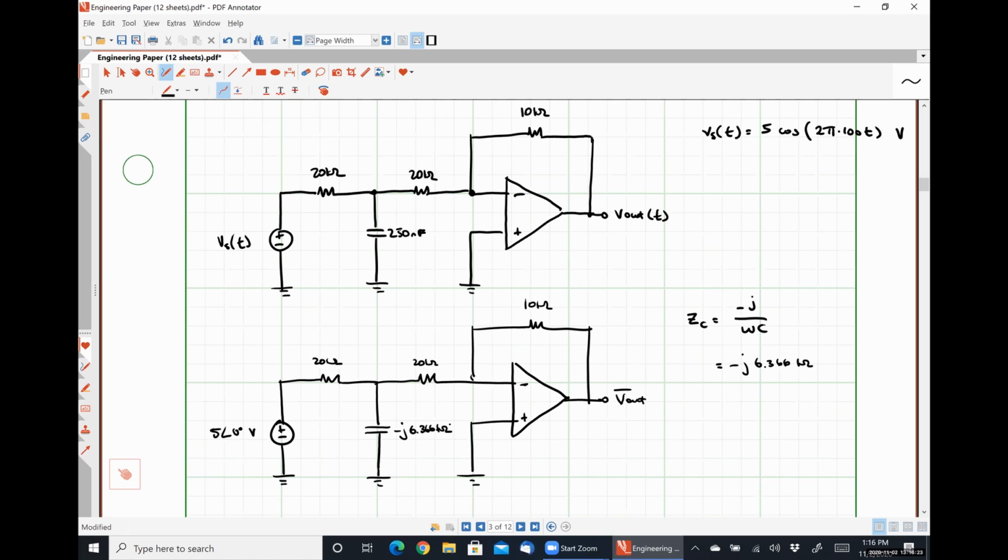So how would we go about analyzing this circuit? Right now, it looks a little ugly, right?